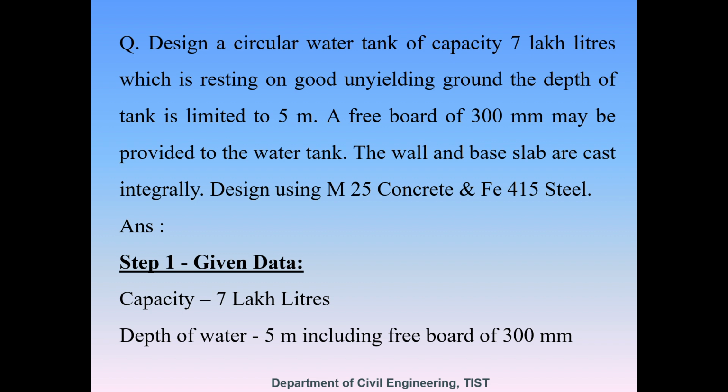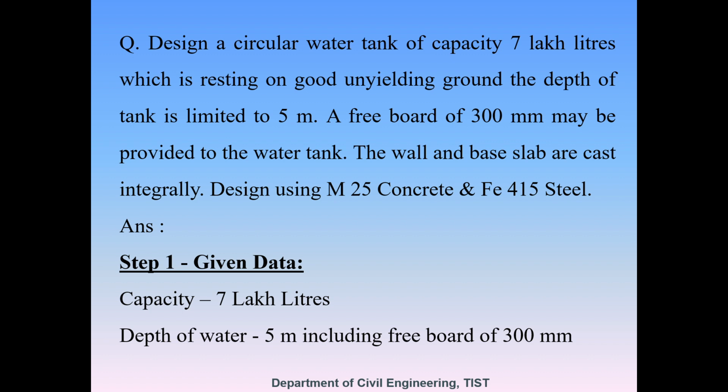Design a circular water tank of capacity 7 lakh liters which is resting on good unyielding ground. The depth of the tank is limited to 5 meter. A freeboard of 300 mm may be provided to the water tank. The wall and base slab are cast integrally. Design using M25 concrete and Fe415 steel.